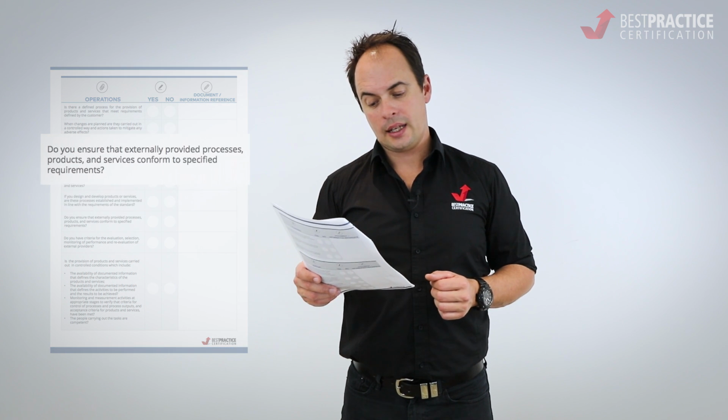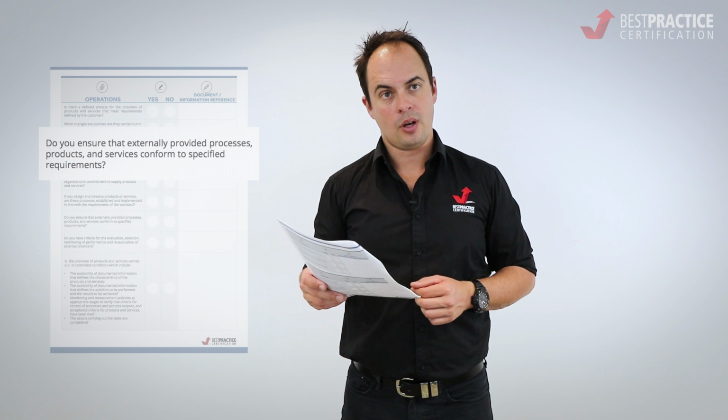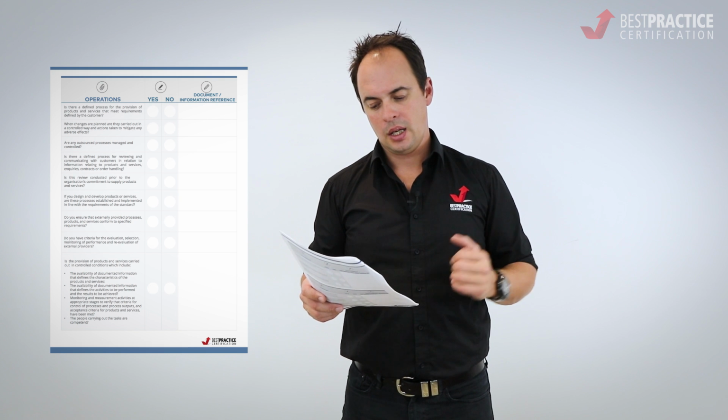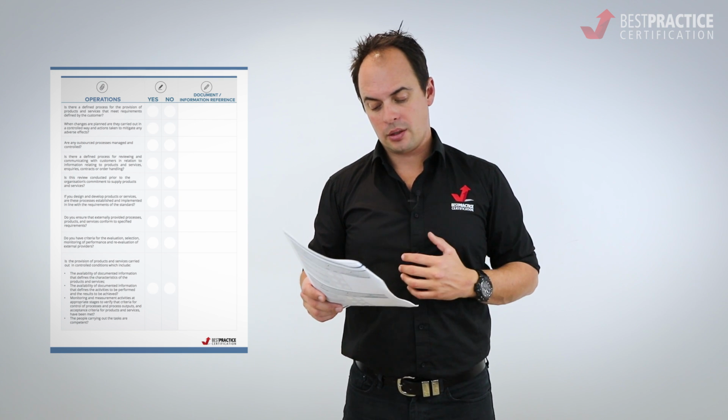Do you ensure that externally provided processes, products and services conform to specified requirements? Do you send your suppliers a purchase order? Do you have a specification for those products on that purchase order, or a part number? It doesn't need to be a specification, it could just simply be a part number, so it could be that simple. Don't overcomplicate this process, just think about the simple way to address the requirement.